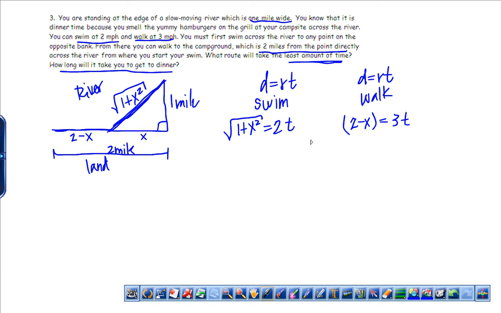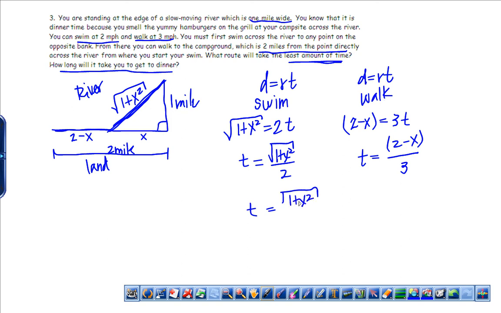I also know that I have to do these together in order to get to my campsite. So I'm going to solve these for t. So t would be equal to the square root of 1 plus x squared over 2. And this would be equal to 2 minus x over 3. And I'm going to add those together to be equal to my total time. So t is equal to the square root of 1 plus x squared over 2 plus 2 minus x over 3. And that should be equal to my total time. Plug this into your calculator and find a minimum. So I want the least amount of time.